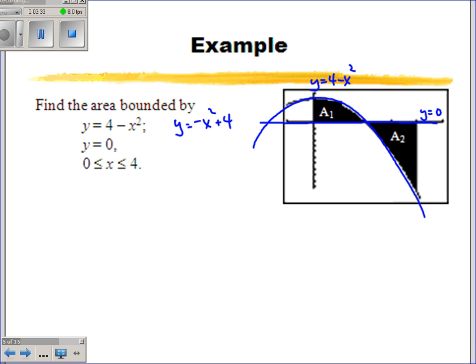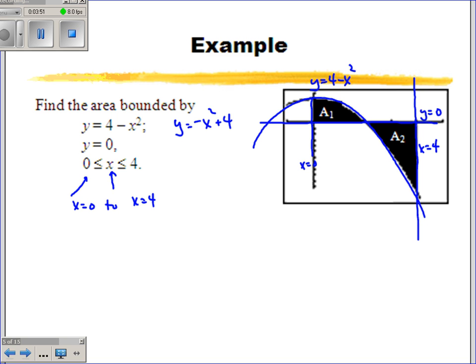And then x equals 0, this is just giving you your interval for x. So we're going from x equal to 0 to x equal to 4, and all the x's in between. So here's where the x is 0, and then x equal to 4 is over here.